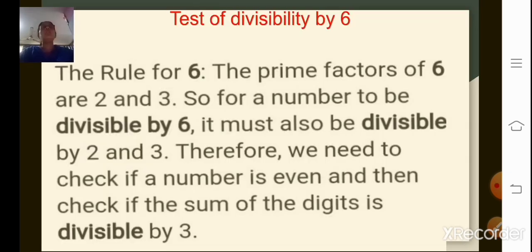Okay, now let us come to the test of divisibility by 6. The rule for 6. Now you all know that the prime factors of 6 are 2 and 3. So for a number to be divisible by 6, it must also be divisible by 2 and 3. Therefore, we need to check if a number is even and then check if the sum of the digits is divisible by 3.